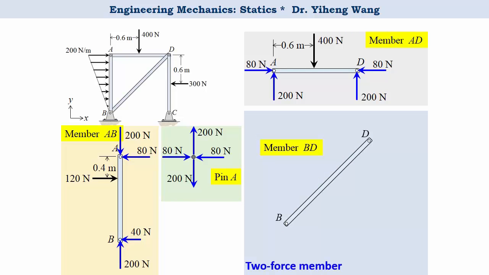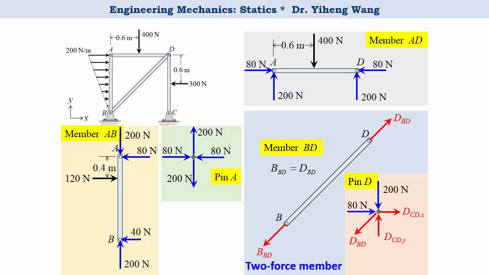We mark the solved forces and move on to member BD, which is a 2-force member. That means that the force exerted by pin D to member BD and the force exerted by pin B to member BD are of the same magnitude, same line of action, and opposite direction. But we do not know what this magnitude is. So we move on to pin D. It is subjected to these 2 forces exerted by member AD. Again, I switched the direction. This is the force exerted by member BD to pin D, and these 2 are new components exerted by member CD to pin D.